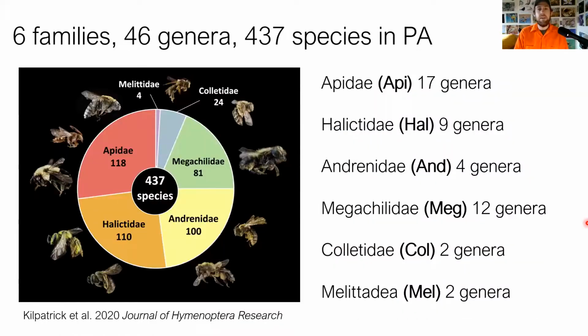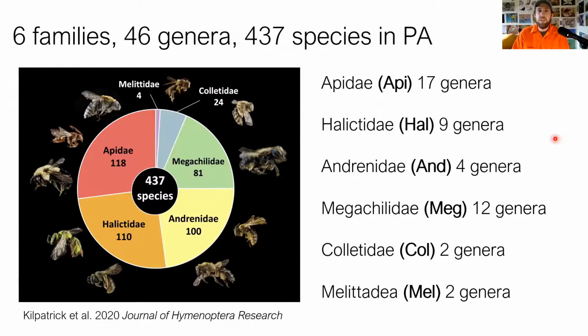So let's talk about the genera of bees. Although before we do that, let's go over the families. This is from a recent checklist of all of the bees that have currently been found in Pennsylvania by Shelby Kilpatrick. As we know now, there are 6 families of bees in Pennsylvania. That's all there's probably ever going to be because the 7th bee family is only found in Australia. There are then 46 genera with a total of 437 species that we know of so far.